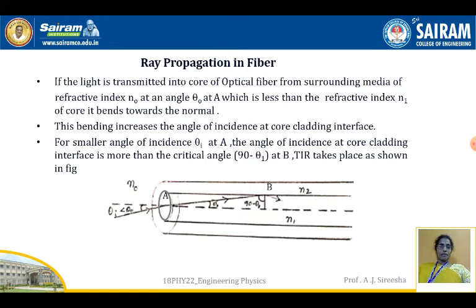Now, the major important point here is that at point B, if the angle of incidence, that is 90 minus theta 1, is greater than the critical angle, then only at point B is the ray totally internally reflected back. This angle of incidence at point B, 90 minus theta 1, depends upon the angle of incidence at which the ray enters from the air into the core, which is theta I. When this theta I is small, 90 minus theta 1 at point B becomes more than the critical angle, then only total internal reflection will take place.